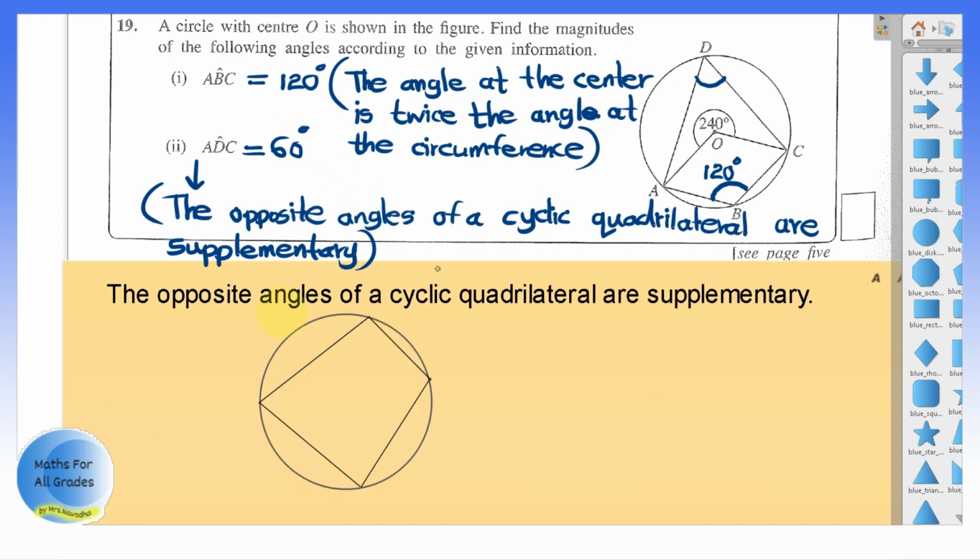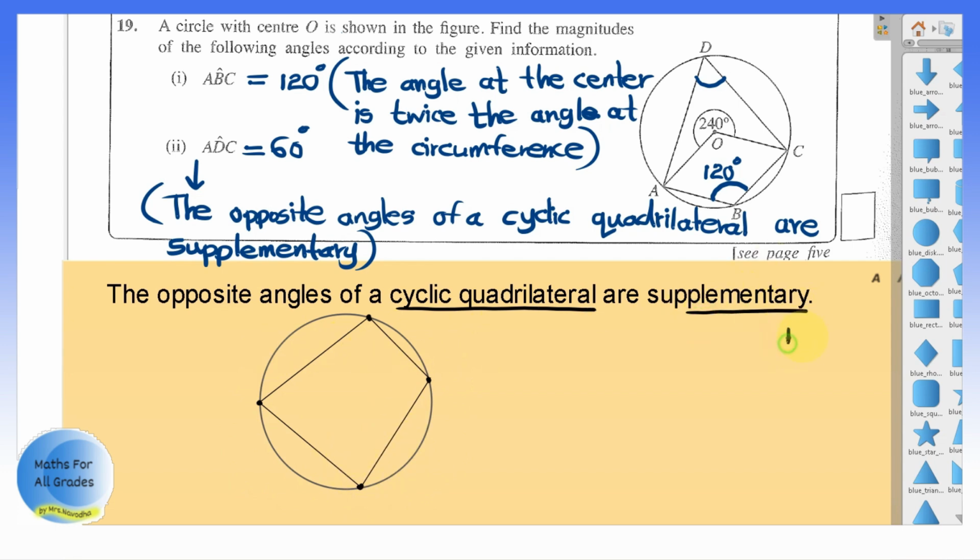Okay. This is the next theorem. This theorem will help you to find the answer for row number 2. Let's read it. The opposite angles of a cyclic quadrilateral are supplementary. What is a cyclic quadrilateral? Quadra means 4, so that shape should contain 4 sides and all 4 vertices. 1, 2, 3, 4. You can see all 4 vertices are on the circle. So this is a cyclic quadrilateral.